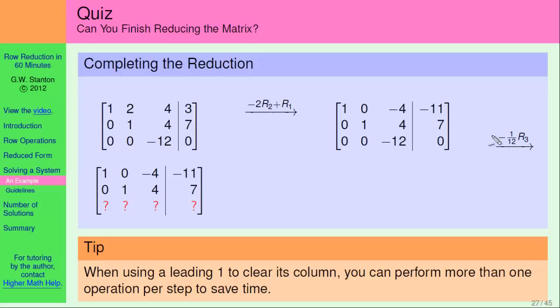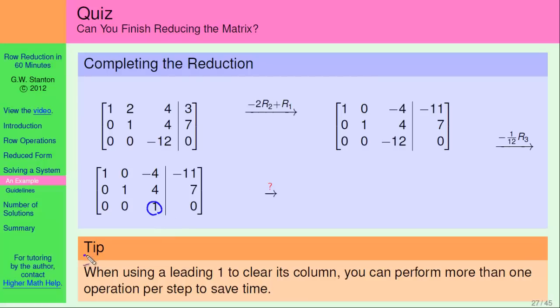And what do we get in the third row? Well, multiplying by negative 1/12 will not change the entries that are 0, and so the only entry that changes is the negative 12, which will become a 1. Next, well, we have our leading 1 in the third row, and we'd like to clear its column.